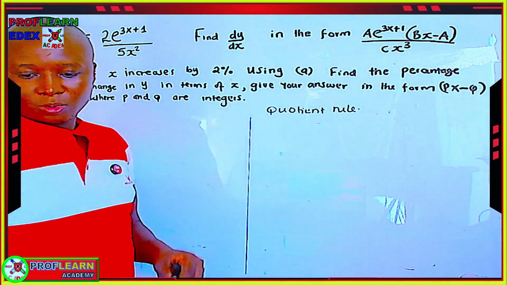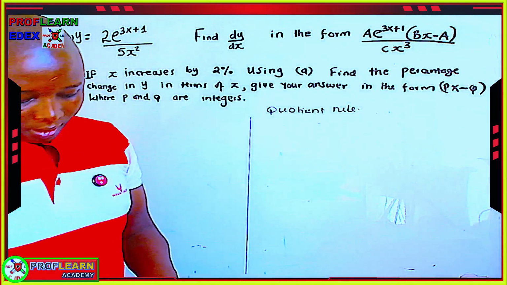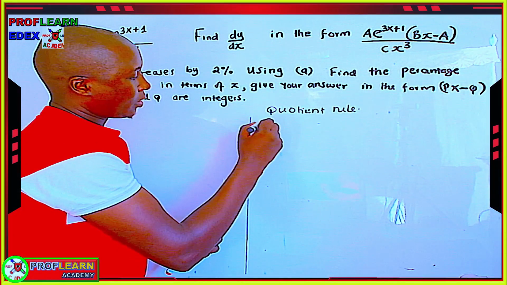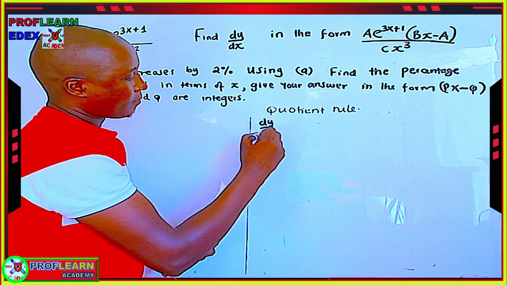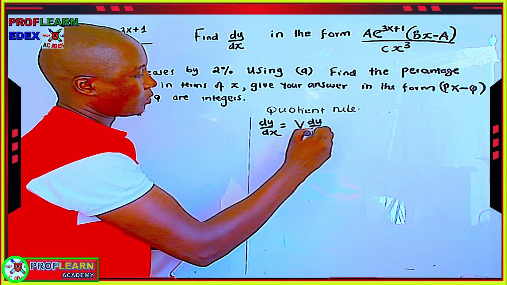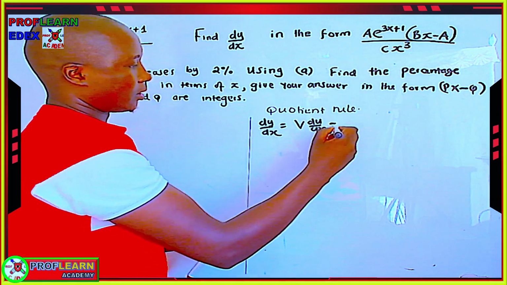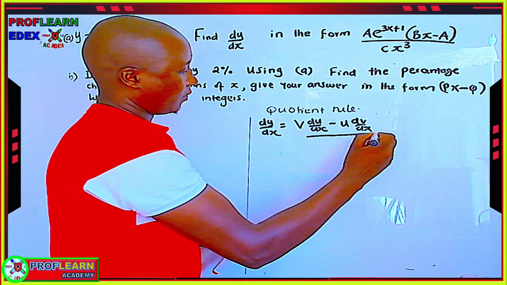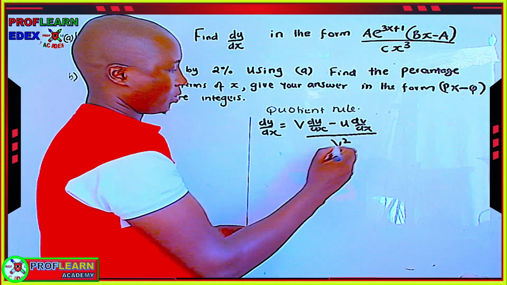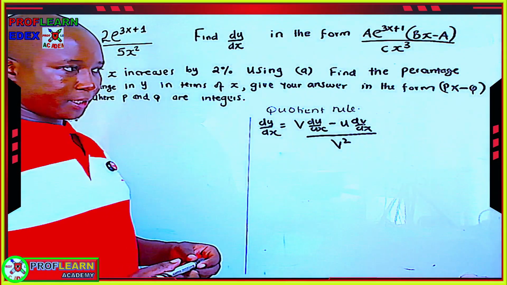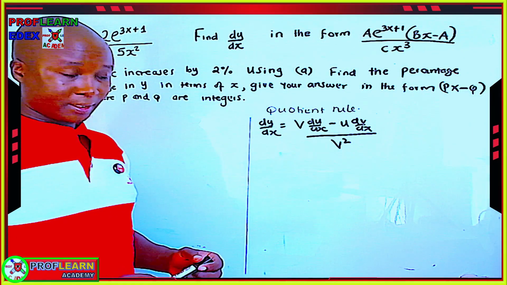The quotient rule is a formula we can use here, because we can say that dy/dx is going to be equal to v du/dx minus u dv/dx, divided by v squared. So this is the formula we're going to use in this case in order to work out this particular question.